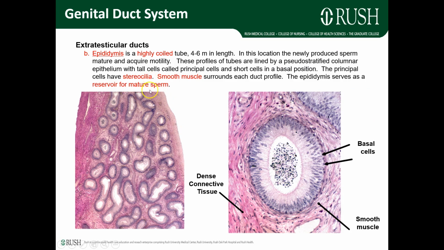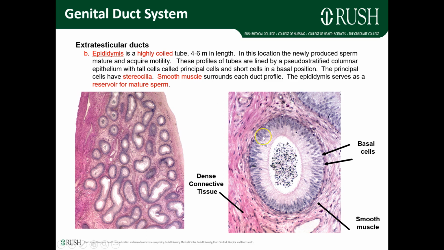Once the sperm has reached that stage, they end up in the epididymis itself, which is a very highly coiled structure, which can be very lengthy, 4 to 6 meters in length. Once the sperms get to this place, they are pretty much in a holding pattern, and that's where the newly produced sperms become mature, and then they acquire their motility.